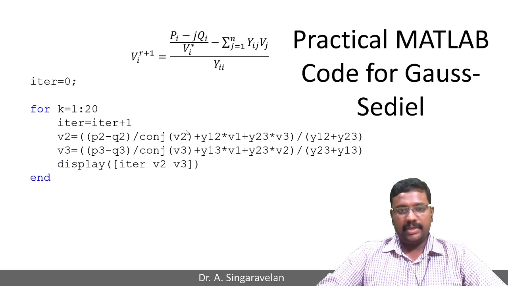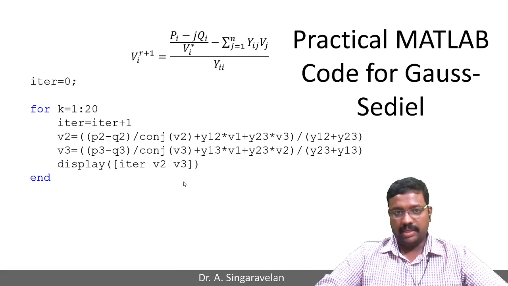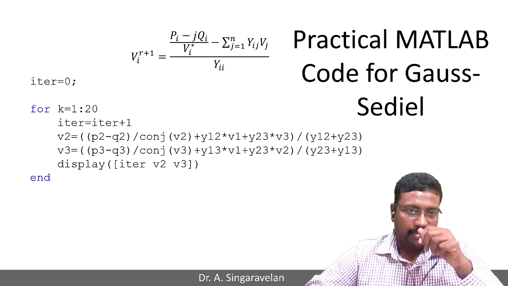So in each and every iteration, v2 and v3 will be updated, and you will get a better and better value for every iteration. Within 20 iterations you will get a converged value that we are going to display here. When it is converging, we will see in the program. In the program, the values are displayed for every iteration, and we will see whether it is diverging or converging while performing the experiment in MATLAB.